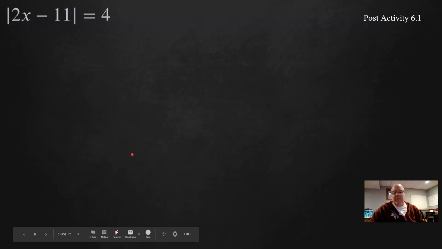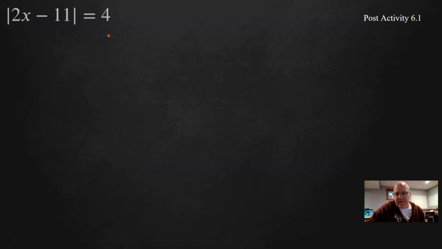Okay, so let's talk about some special cases that pop up when we're solving absolute value equations. Take a look at this equation that I have here on the screen. And I want you to ask yourself, what makes this equation different than the ones we've already seen so far? And I'm serious about answering that question. What do you notice about this equation that is different from what we've done so far?